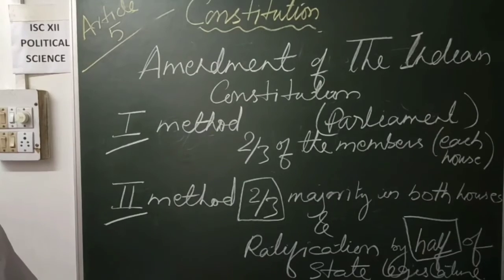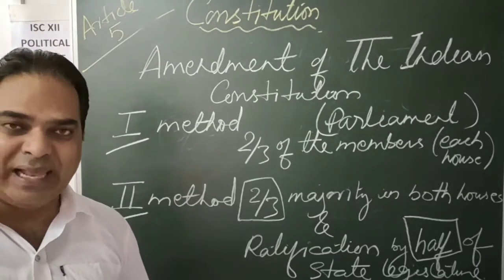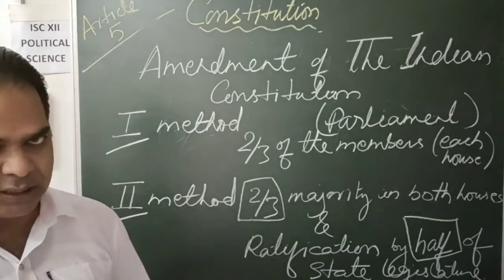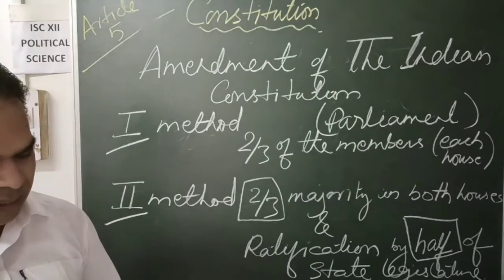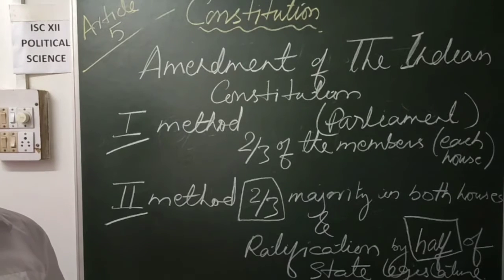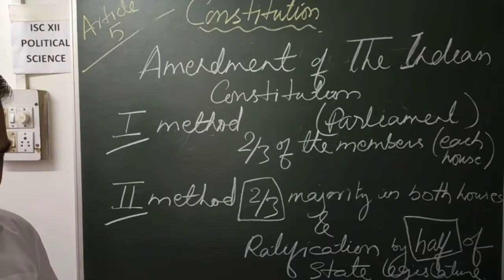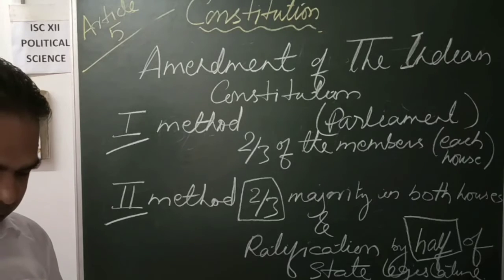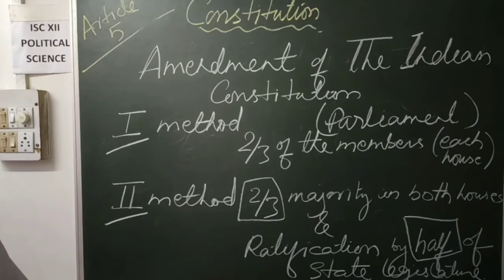Like Article 54, 55 regarding the election of the president. Both the consent of state legislature and parliament are required. Extent of executive power of the union. Extent of the executive power of the state. Provisions regarding High Court in Union Territories. Provisions regarding the Supreme Court of India. Provisions regarding High Courts in states. Legislative relations between union and state. So these are the points.